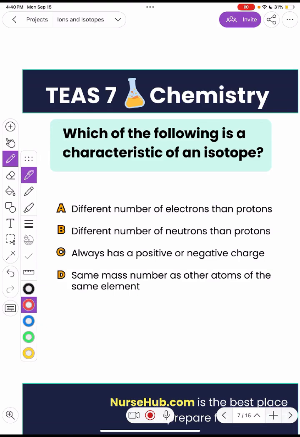Awesome, y'all. Yes, if you said B, that is correct. Stamping the definition of isotopes: a different number of neutrons than protons. Well done.